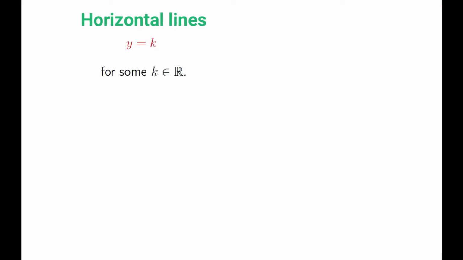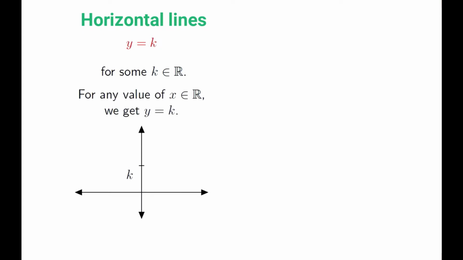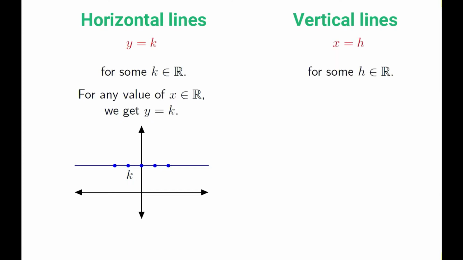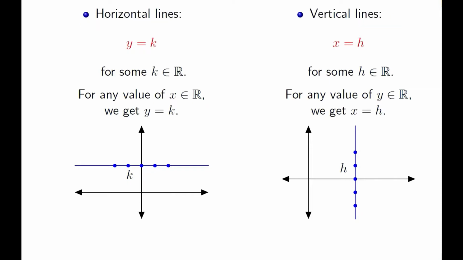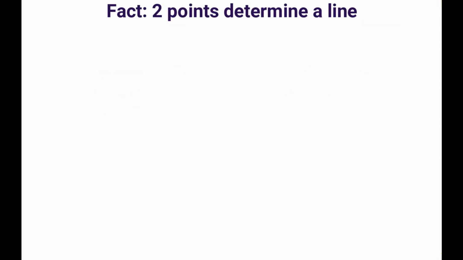Let us compare horizontal and vertical lines on the 2D plane. Generally, a horizontal line has the form y equals k for some real number k. This is true for any real number x, and thus we have a horizontal line. For vertical lines, we could have x equals h for some real number h. This is true for any real number y. The x-value is the same all throughout, so we have a vertical line. Don't forget the fact that 2 points determine a line.